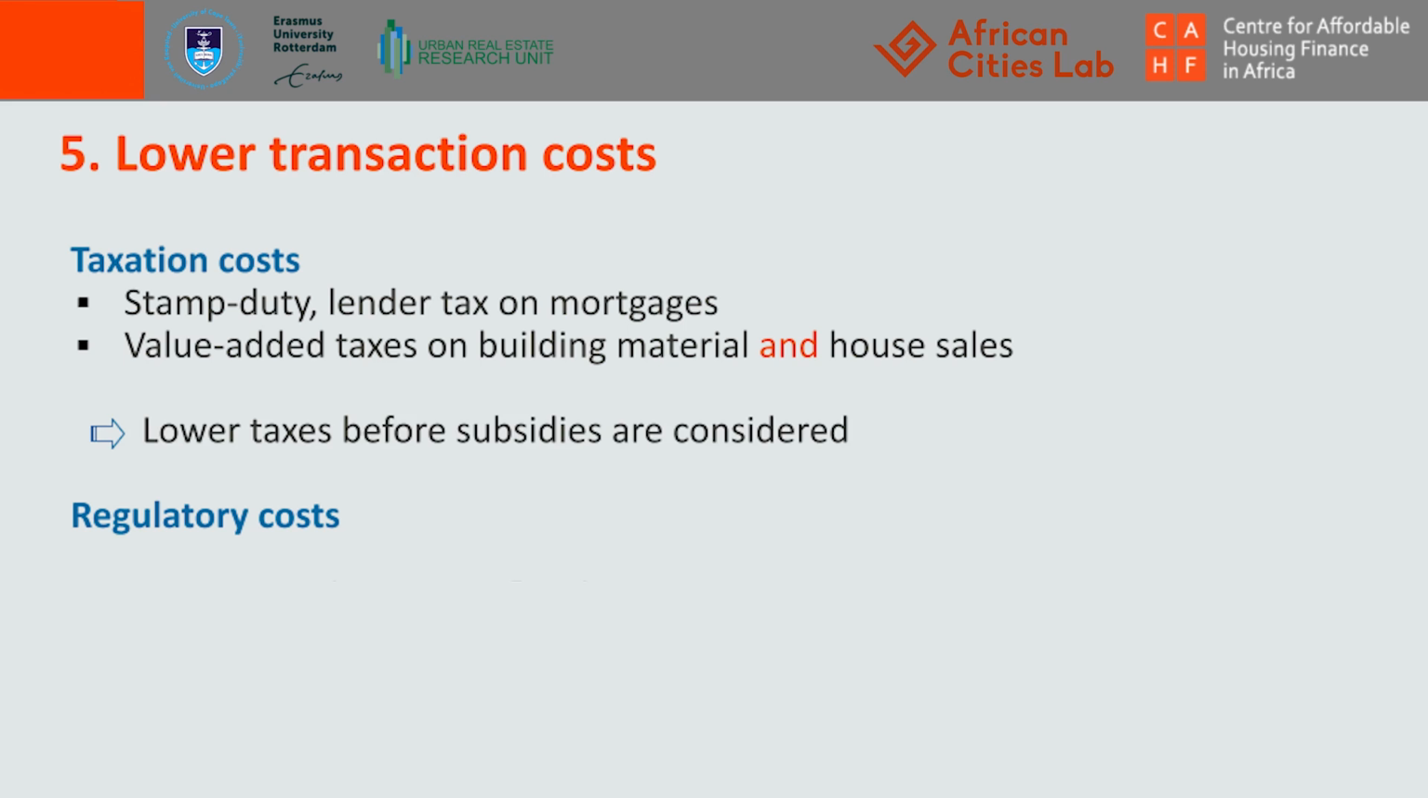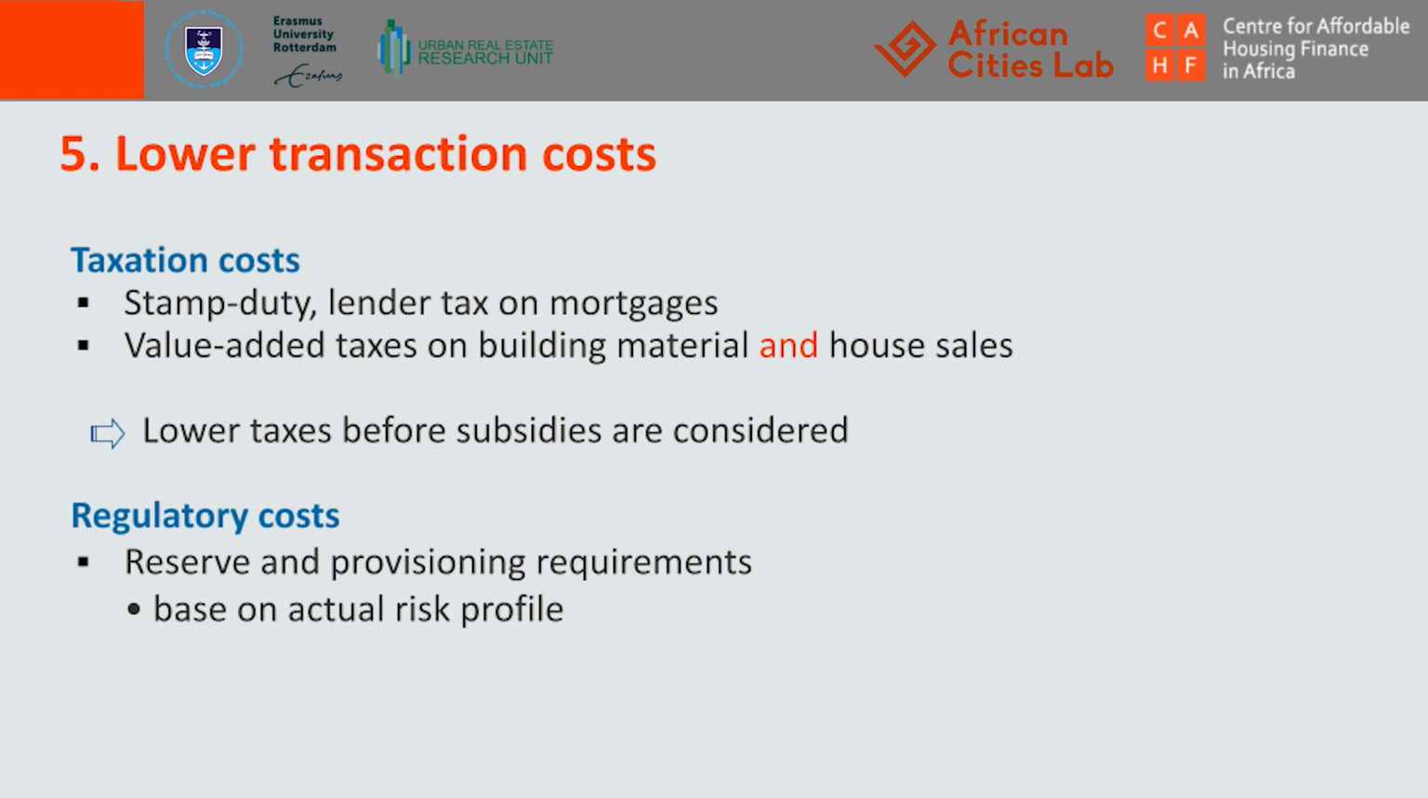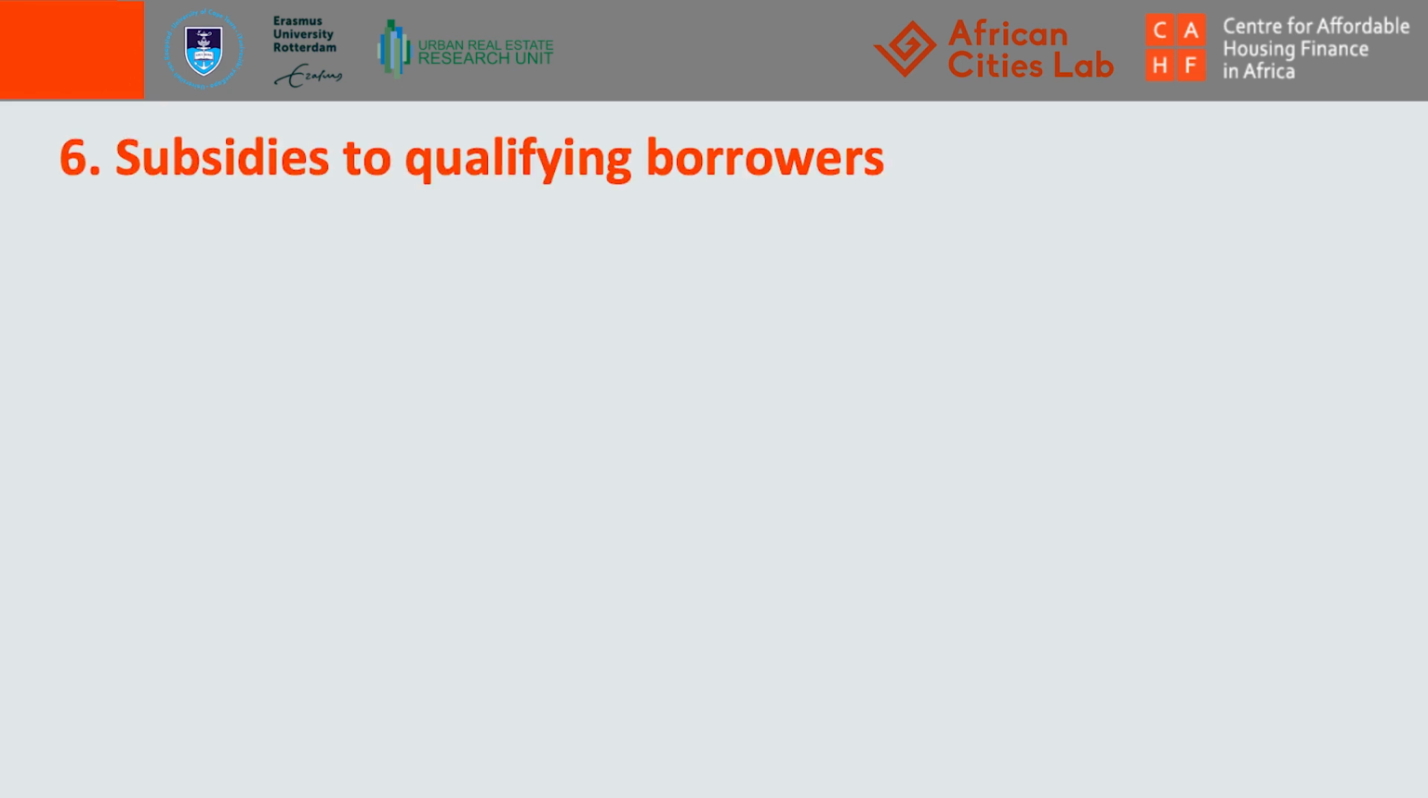Regulatory costs are another area where costs can be cut substantially. Central banks should set the reserve and provisioning requirements based on actual risk factors of housing loans in a particular segment of the market. And if mortgage insurance is part of the loan, the lower risk profile of these mortgages should be reflected in the reserve requirements.